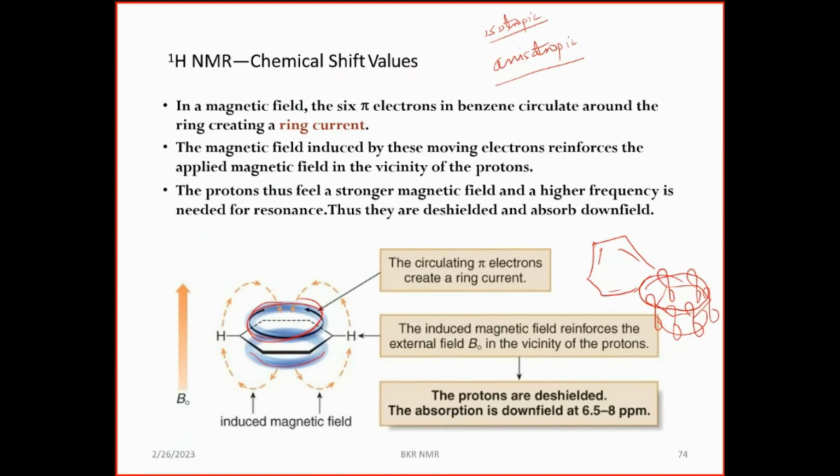This circulating electron generates a ring current. Because of the revolving, circulating pi electrons, there is a ring current. First point to remember: benzene has 6 pi electrons, they are circulating, and these circulating pi currents create a ring current. This ring current generates a secondary magnetic field, also known as the induced magnetic field. This induced magnetic field has an up arrow near the protons.